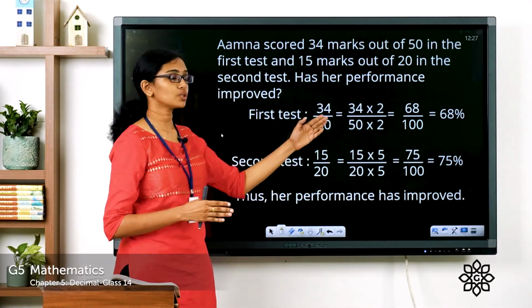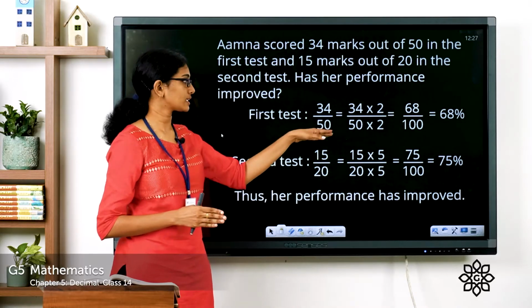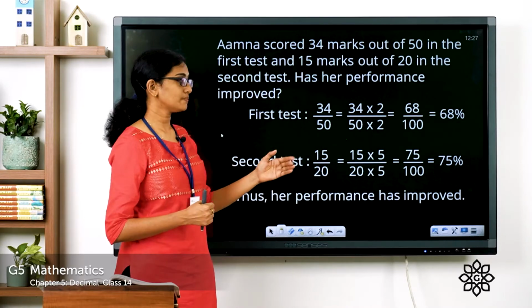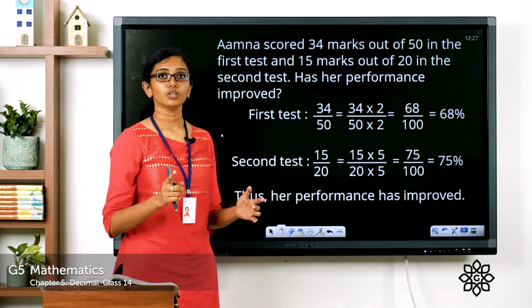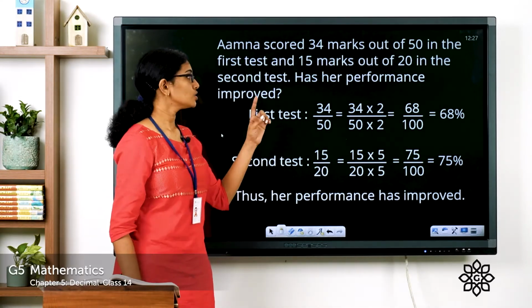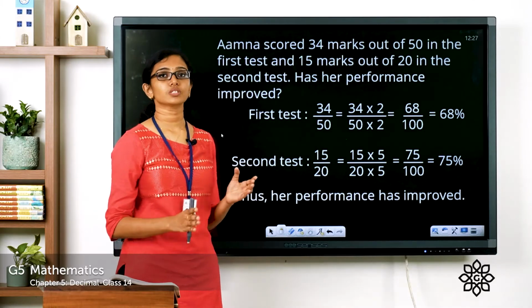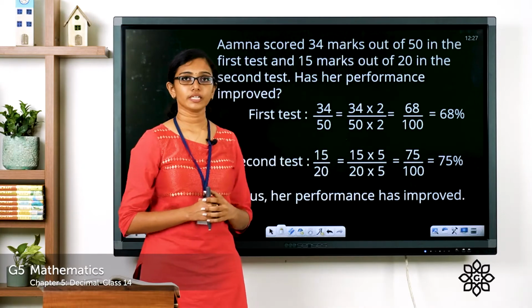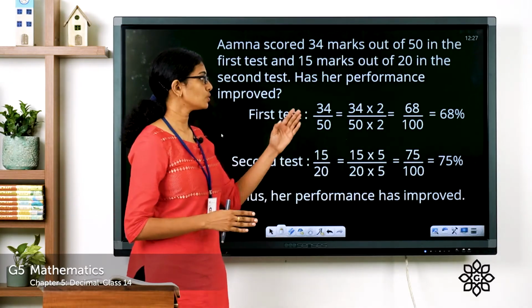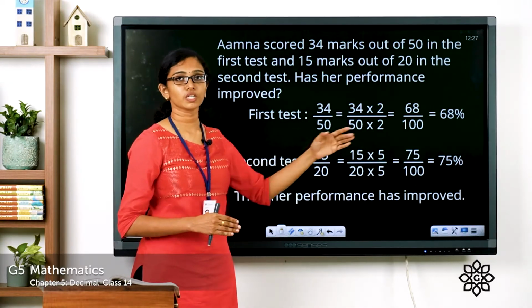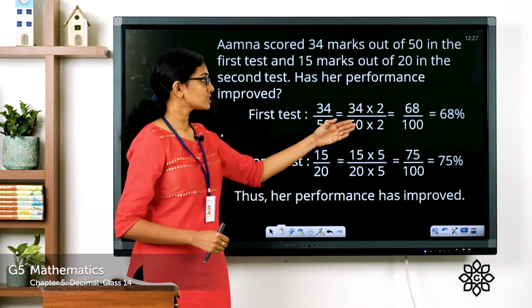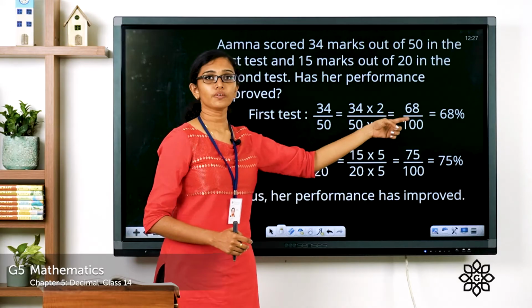How do you change 50 to 100? You can multiply it with the number 2 because 50 twos are 100. So when you are multiplying a number in the denominator, you are supposed to do the same in the numerator as well, so that it won't change the value of the fraction. So 34 by 50 we can change to 34 into 2 by 50 into 2, which gives you 68 by 100. Now this is her marks out of 100.